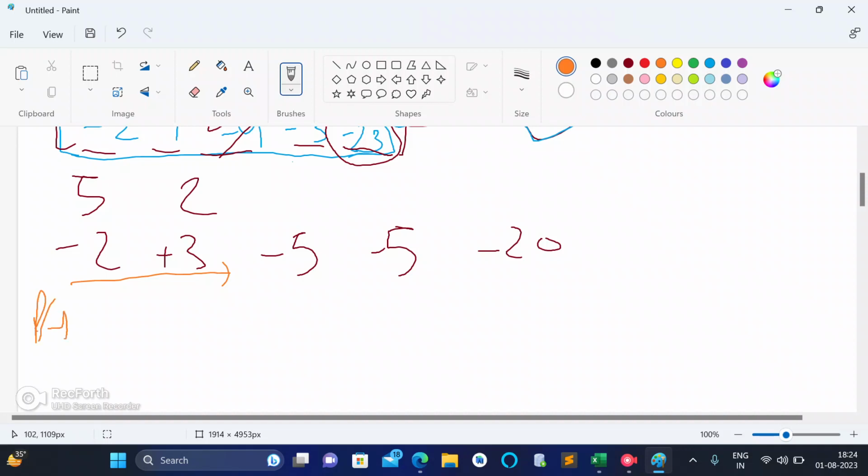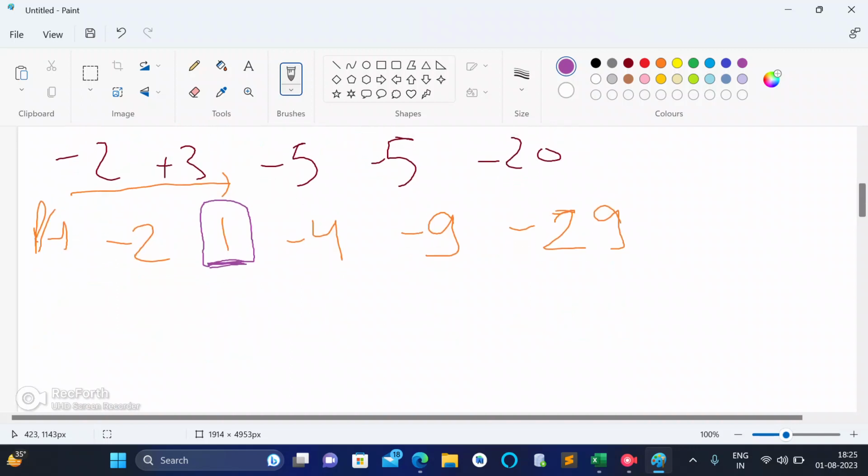So let's first find the prefix sums. They are -2, then 1, then -4, then -9, then -29. What we can observe here is that the prefix sum of the first two numbers, that is 1, is not the minimum among all of them. So we need to minimize this, the sum of all the numbers from 1 till m.